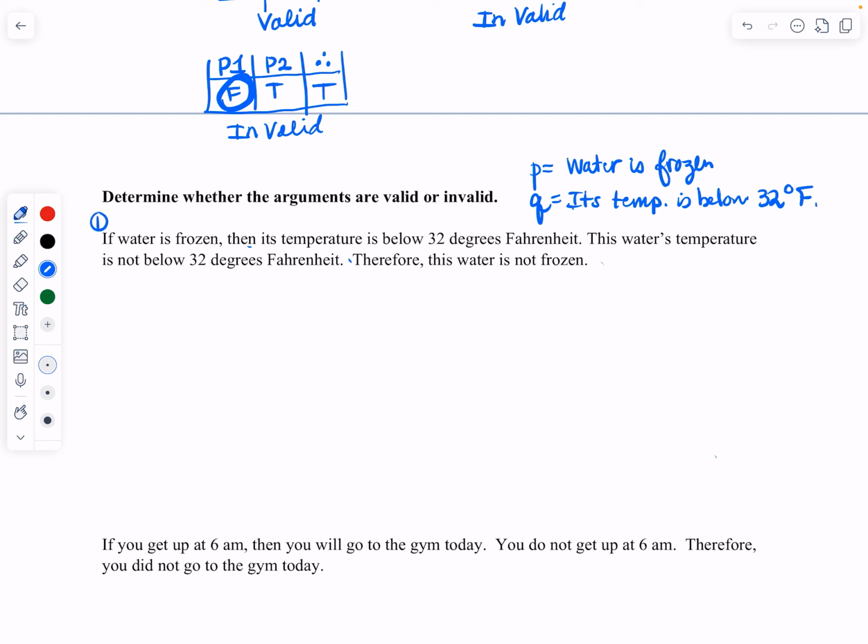Line number 1 is going to be premise 1. If water is frozen, P, then its temperature is below 32 degrees Fahrenheit, Q. So we have the conditional. Again, this is premise 1.